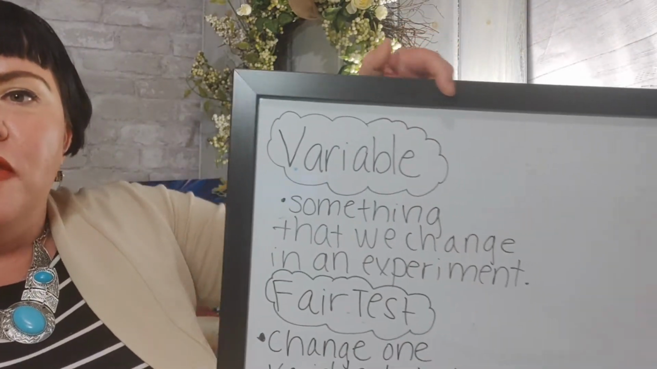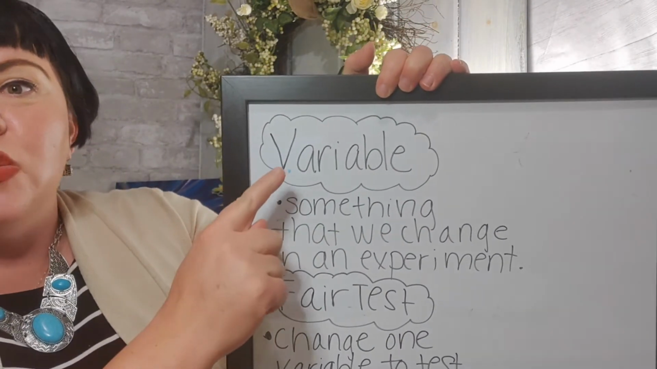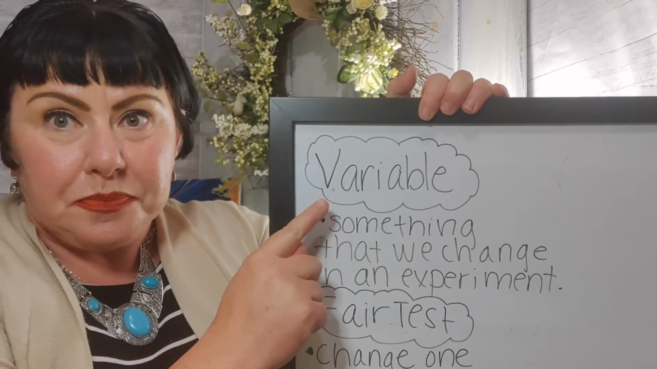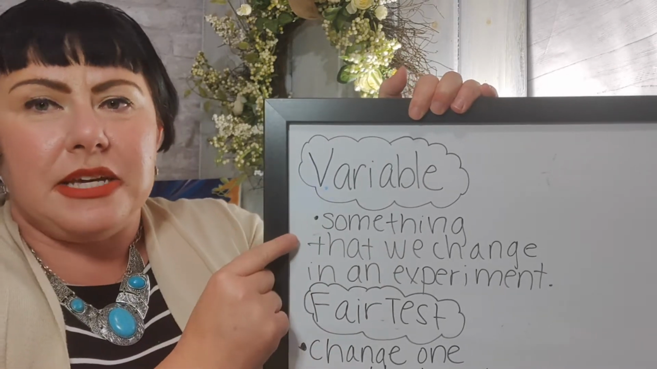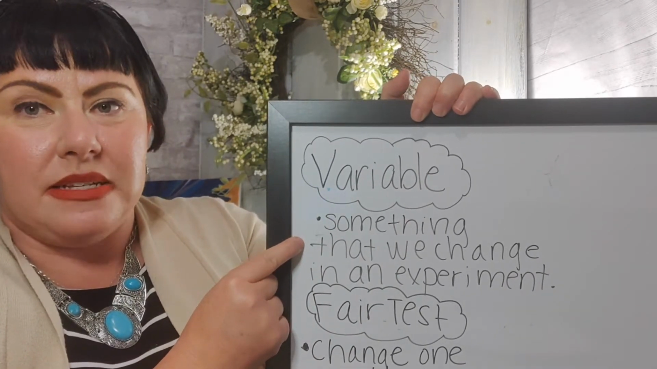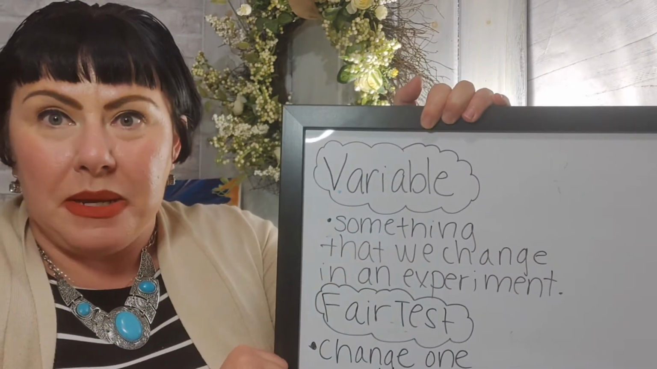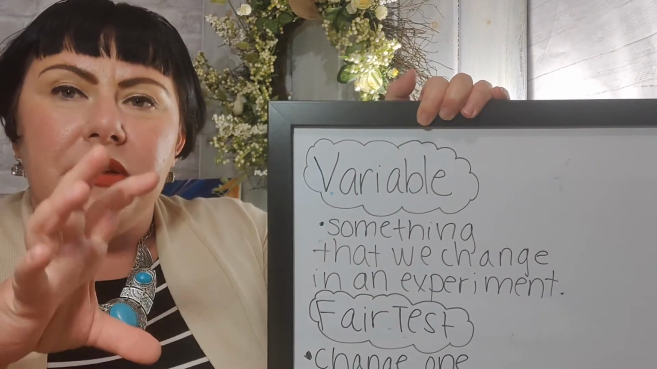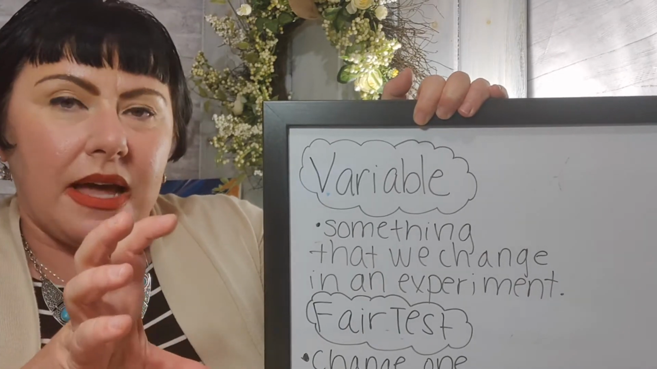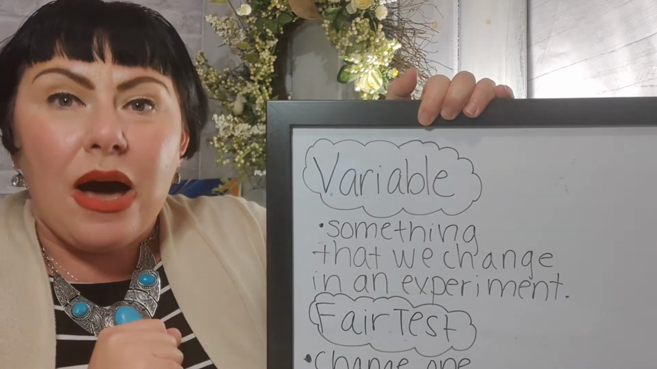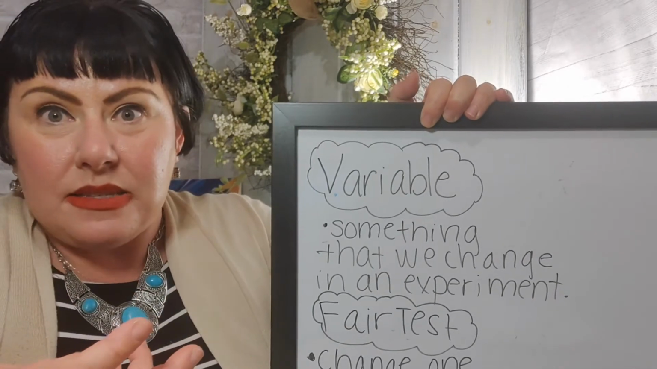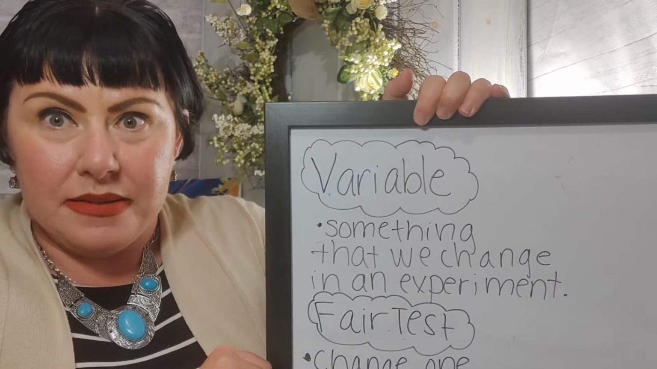But the first thing I wanted to do was talk to you a little bit about some special science words. One of the first words that we're going to talk about is a word called variable. As you can see, I used a bullet point because I did not write a full sentence here, but I wrote something that we change in an experiment. So a variable is one part of an experiment that we want to focus on and see, if we change it, what does that tell us? What data does it give us? What does it tell us about what happens?